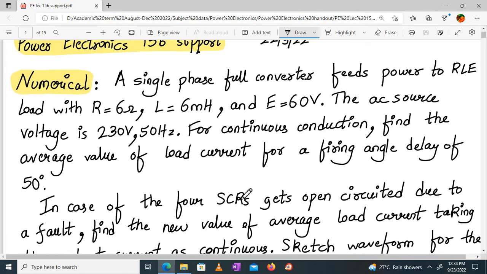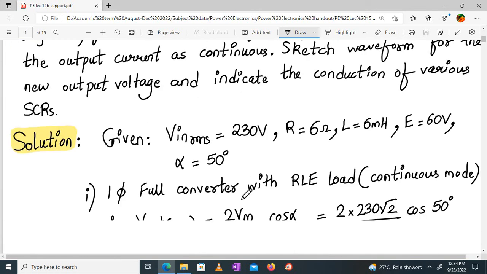So ये क्या बोल रहा है? We have a single phase full converter. RLE values are given. V in RMS is given. And they are saying continuous conduction. They are saying find the average value of load current for a firing angle delay of 50 degrees. Part A है. So let's do that.